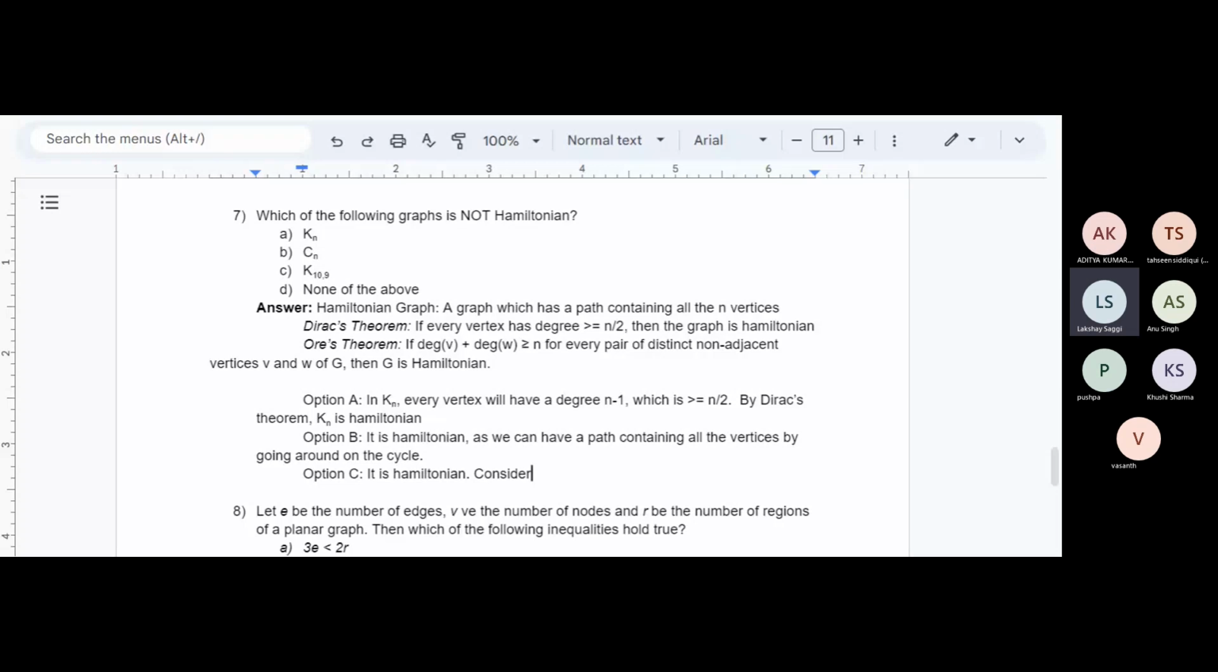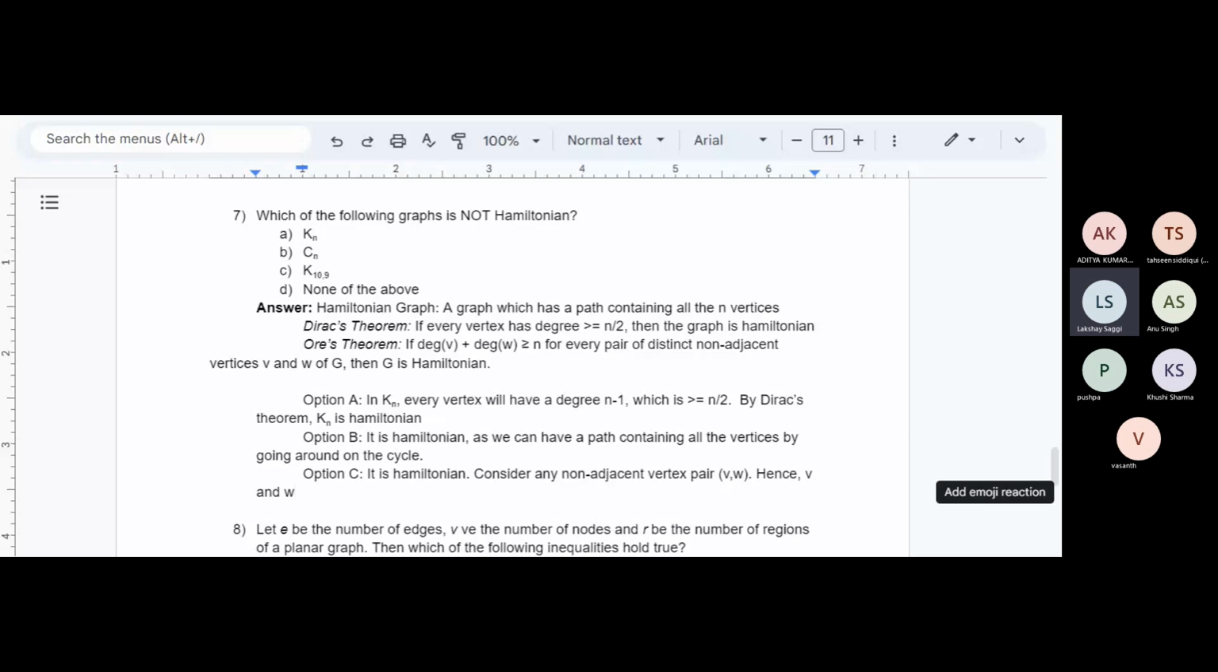This is a complete bipartite graph with 10 vertices on one side and 9 vertices on the other side. So consider any non-adjacent vertex pair V, W. If V and W are non-adjacent, since this is a complete bipartite graph, V and W should both lie on the left side, or both should lie on the right side. It cannot be the case that one lies on the left side and the other on the right side, because in that case there will be an edge between V and W, as we have a complete bipartite graph.